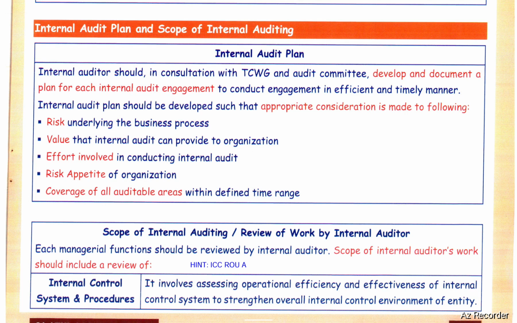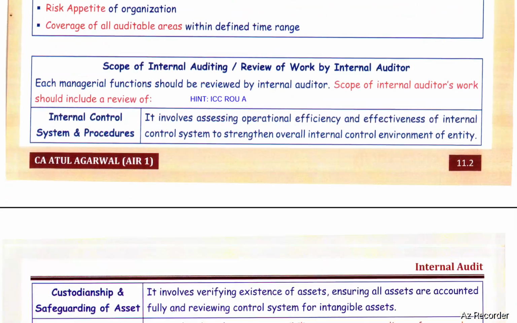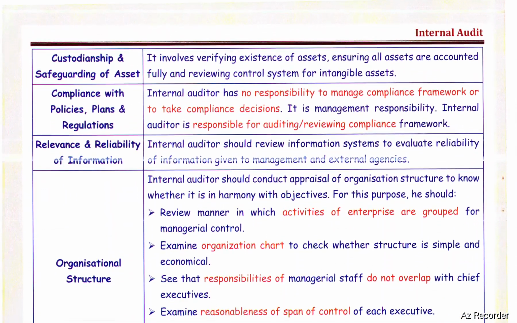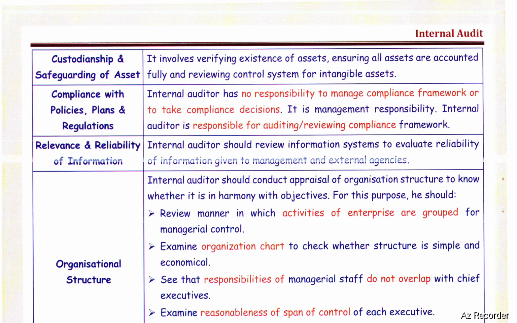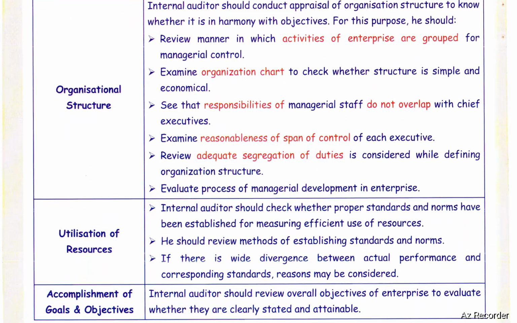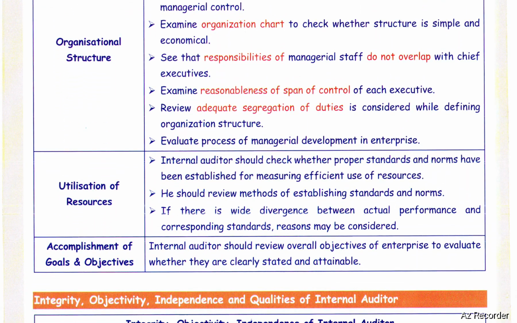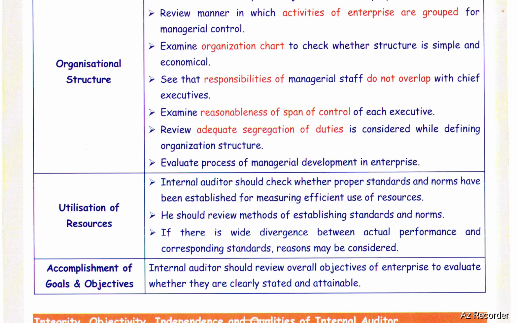Hint: ICC ROUA. I, internal control system and procedures. C, custodianship and safeguarding of assets. C, compliance with policies, plans, regulations. R, relevance and reliability of information. O, organizational structure. U, utilization of resources. Another A is accomplishment of goals and objectives.